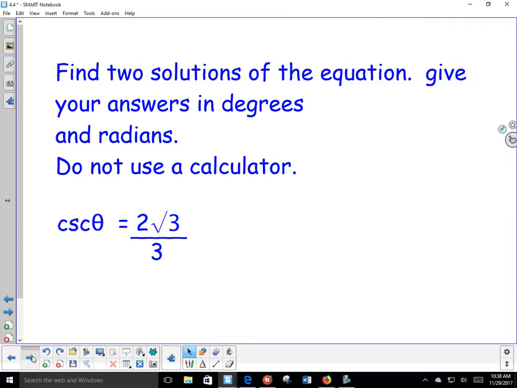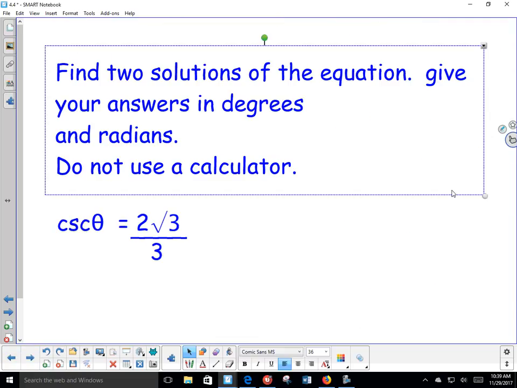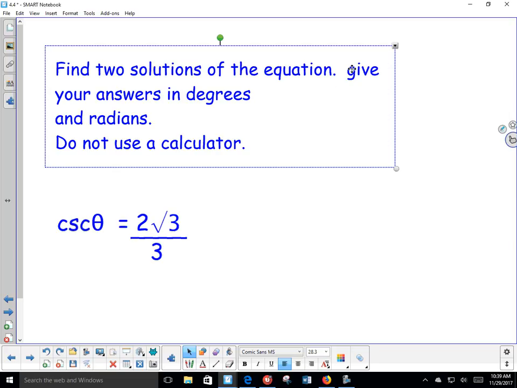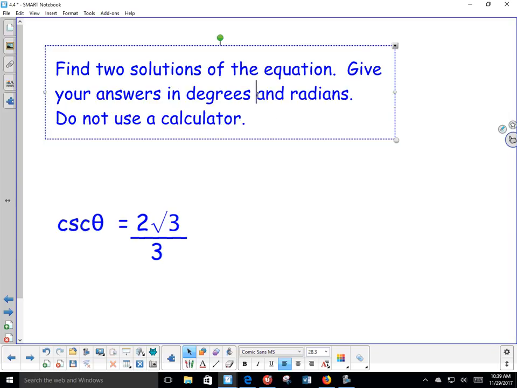One last example. This one says find two solutions of the equation. Give your answers in degrees and radians. Make that a capital. And do not use a calculator.